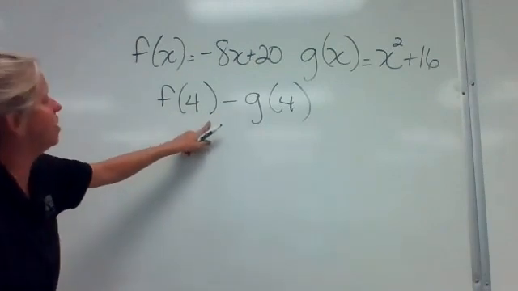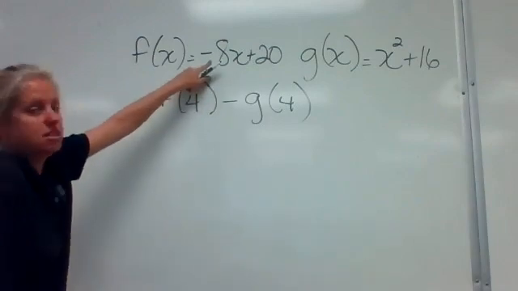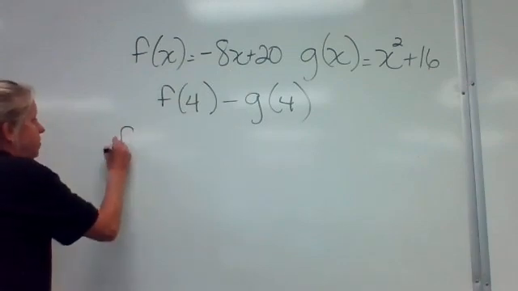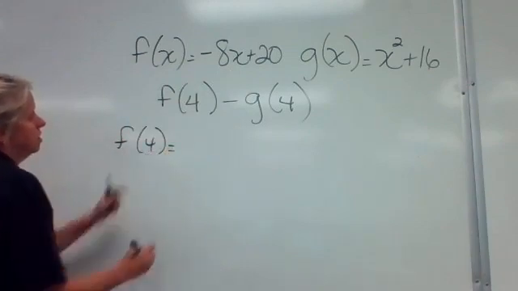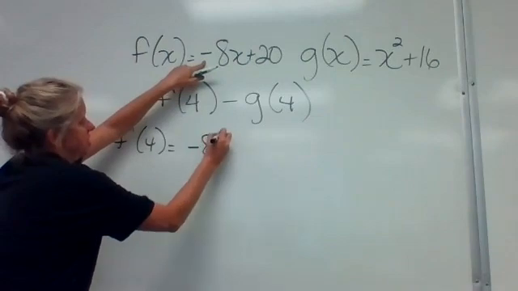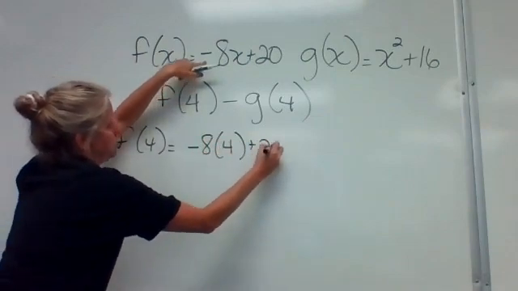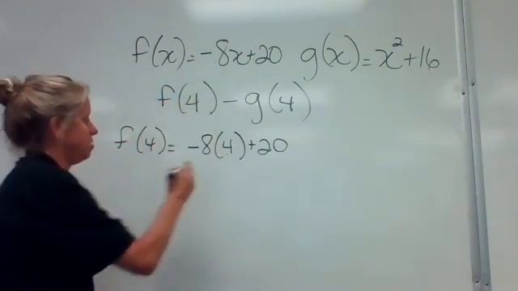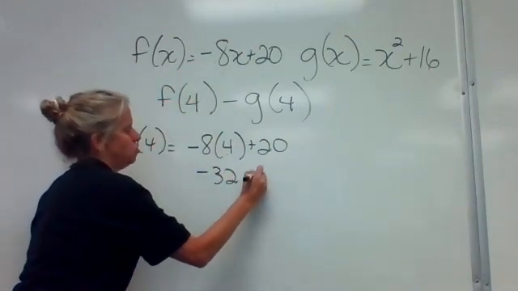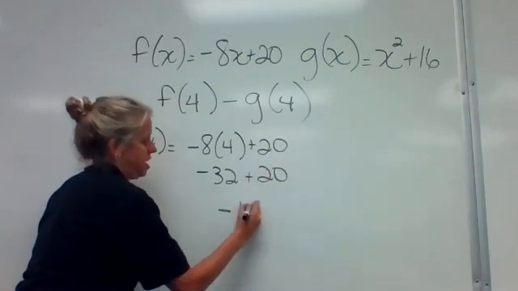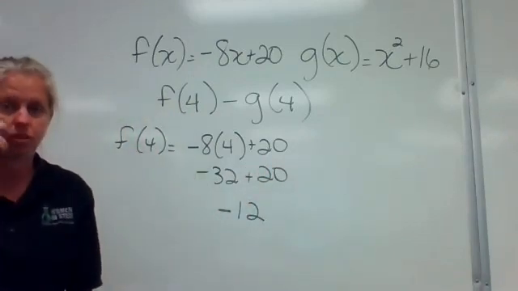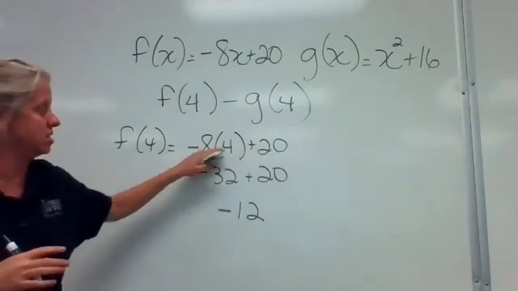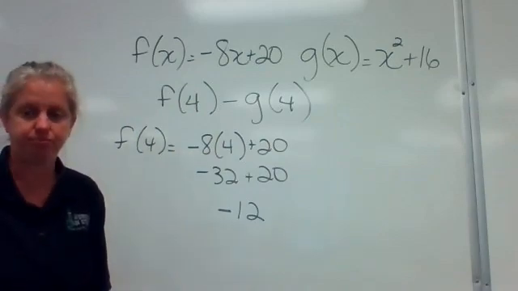So finding f of 4 first. Here's my f function. I'm going to replace its x with a 4. So f of 4 gives me negative 8 times 4 plus 20. Negative 8 times 4 is negative 32 plus 20, which gives me negative 12. Again, you punch that in your calculator exactly like you see it. It's going to do all that for you.